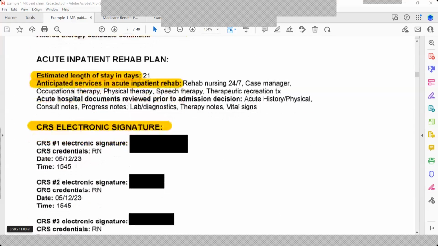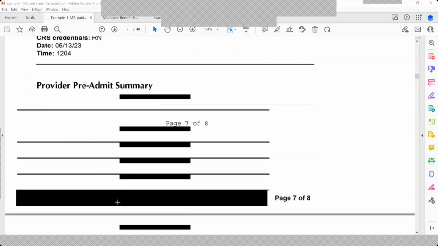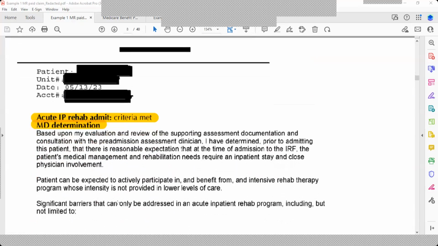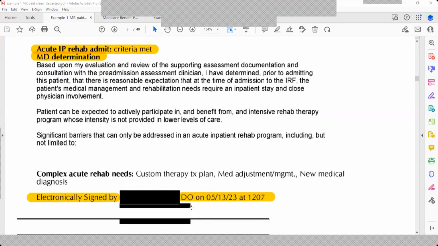And then the pre-admission screening is electronically signed, dated, and timed by the registered nurse assessors on May 12th and May 13th. Finally, at the top of page 8, the physician has documented the criteria for the IRF admission has been met and has summarized the basis for the admission decision. The pre-admission screening was then signed, dated, and timed electronically by the physician on May 13th, 2023.